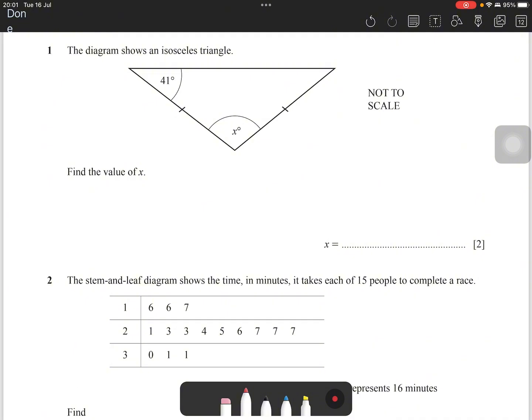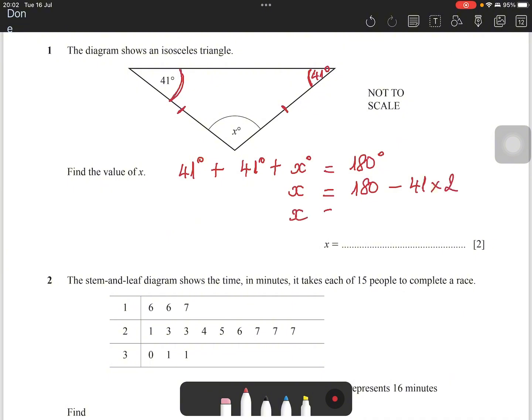Question 1. The diagram shows an isosceles triangle. Find the value of x. Look at the diagram, you see that these are two equal sides. So these two must be two equal angles. So this one is also 41 degrees. And you also know that the sum of the three angles in a triangle is 180 degrees. So 41 plus 41 plus x is 180 degrees. So to find x, we will subtract 41, double of 41, from 180. So the answer is 98.